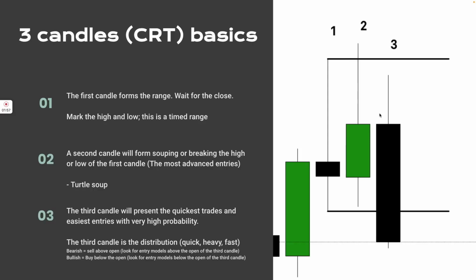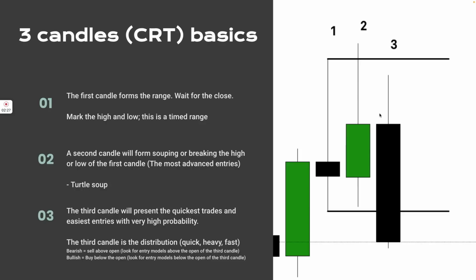Study the third candle a lot more. This will present the quickest trades, as I've said before, with the easiest entries, with very, very high probability. The third candle is distribution, expansion. It's really the quickest, fastest, heaviest candle in the entire move.